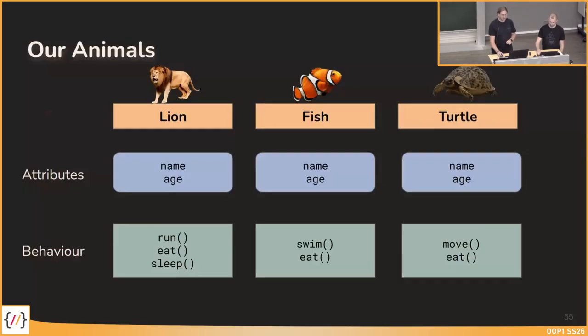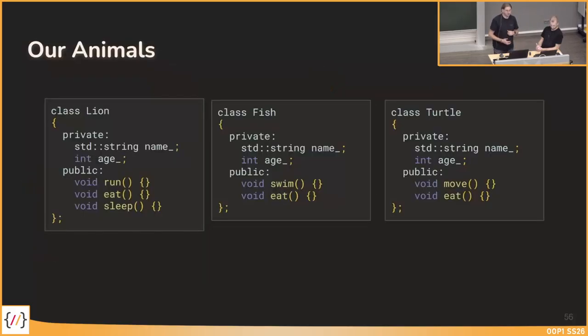So we can see we have attributes that are the same, and we have some behavior that is the same. Not all of the behavior is the same, but we can see all of the animals eat, for example. However, the turtle moves, it doesn't run, it doesn't swim. Maybe it could swim. The fish swims, and the lion runs and sleeps. So we can see some common attributes and behavior. But before we actually come to inheritance, we will now show or write our animals as classes.